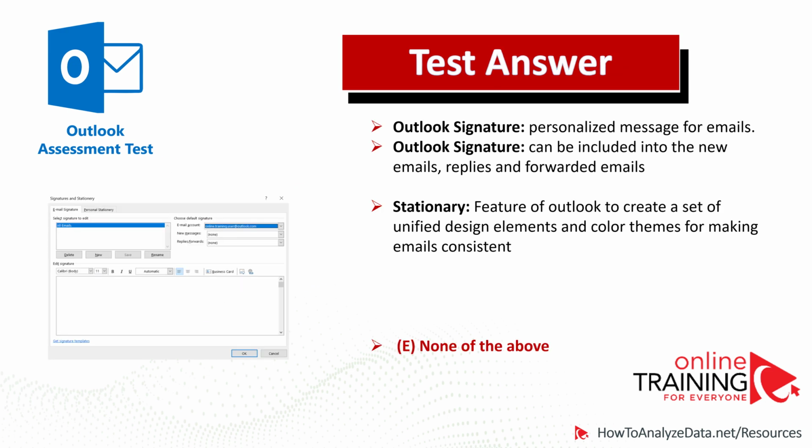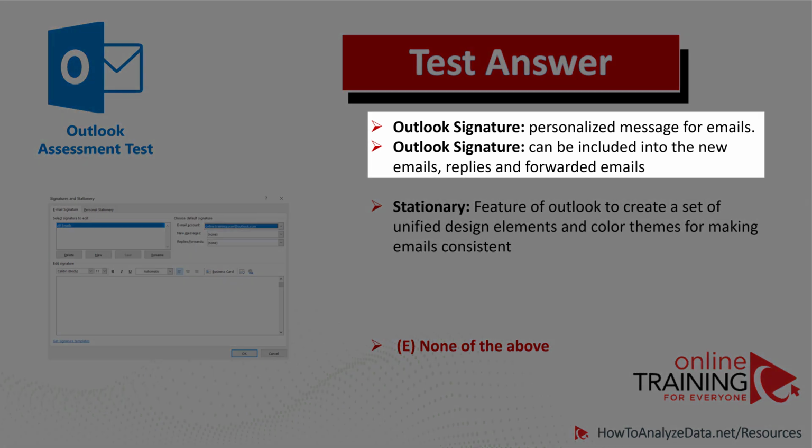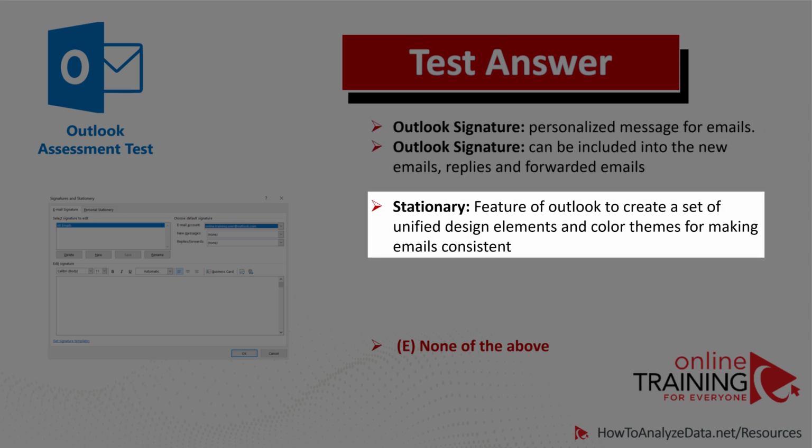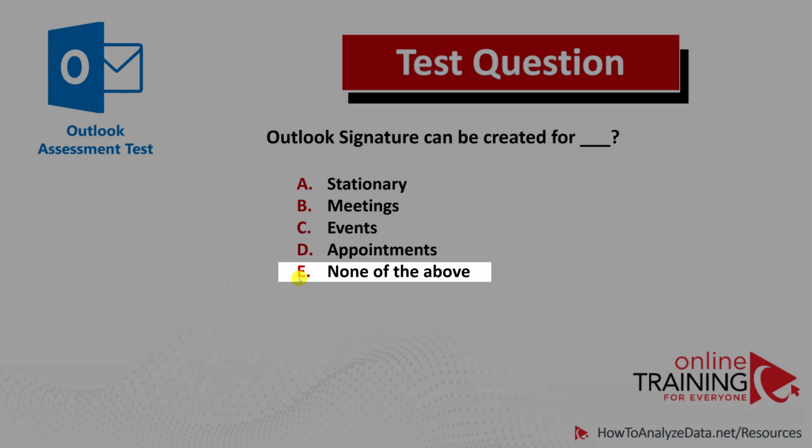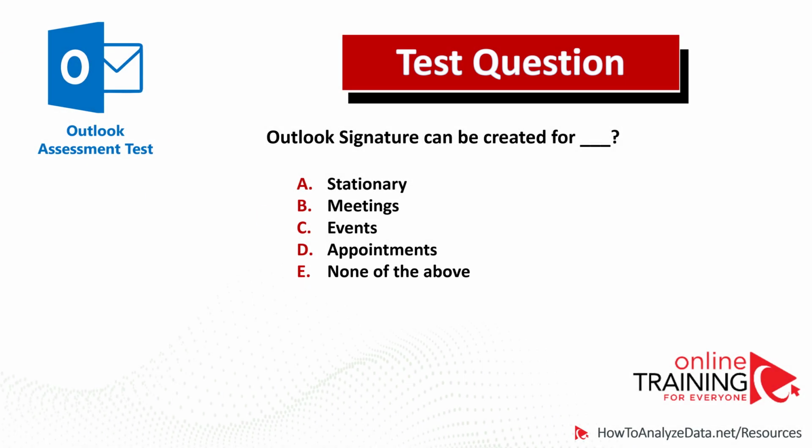Let's recap. Outlook signatures can be included in new emails, replies, or forwarded emails. Stationery is the feature of Outlook to create a set of unified design elements and color themes for making emails consistent. Because stationery cannot be created for meetings, events, or appointments, choices B, C, and D are incorrect. Signature also cannot be created for stationeries. So the correct answer here is choice E, none of the above. Hopefully you've nailed this question.